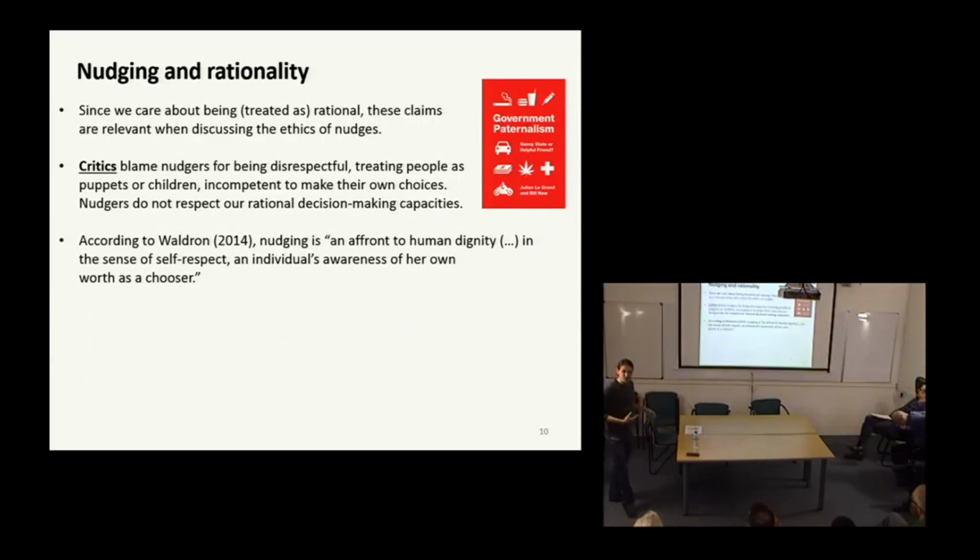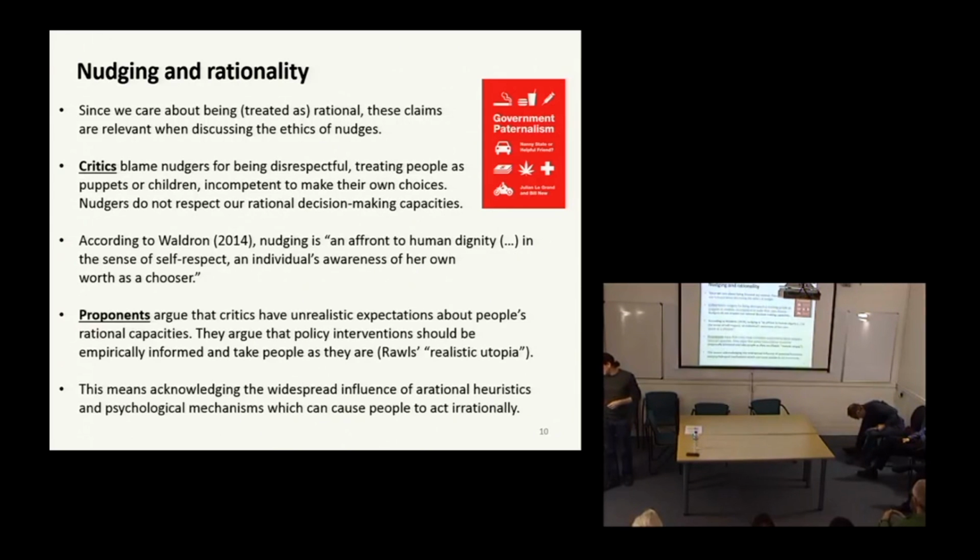Why? The critics will say nudging is detrimental to people's rationality. It is disrespectful. By tapping into these irrational mechanisms, it doesn't respect us, it treats us as puppets on a string, which it can pull, and then we behave in a predictable way. Or it treats us as children, luring us into specific kinds of behavior. It does not respect our rational decision-making capacities. According to Jeremy Waldron, this is an affront to human dignity, even in the sense of self-respect, an individual's awareness of her own worth as a chooser. The government should definitely treat us maybe as, or as if we were rational.